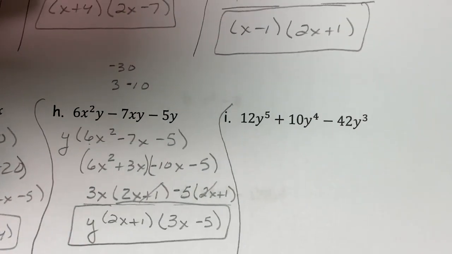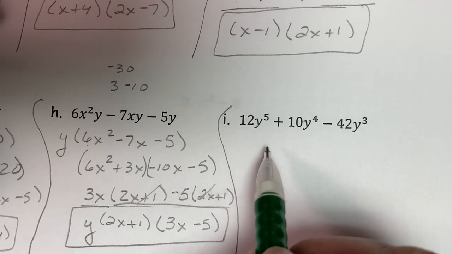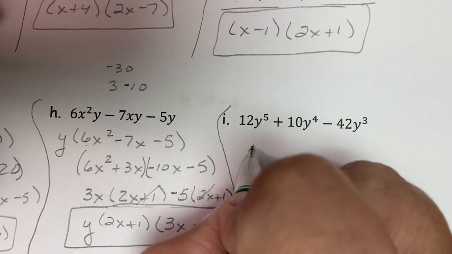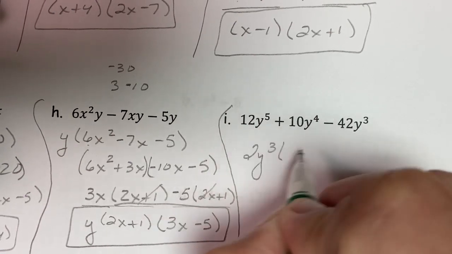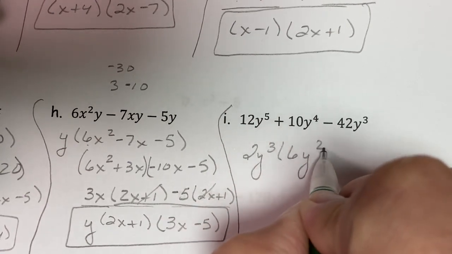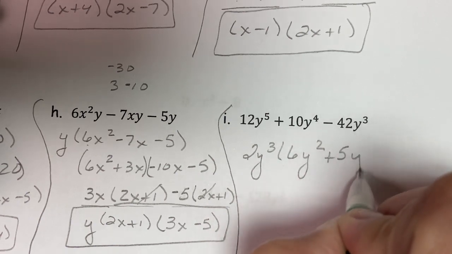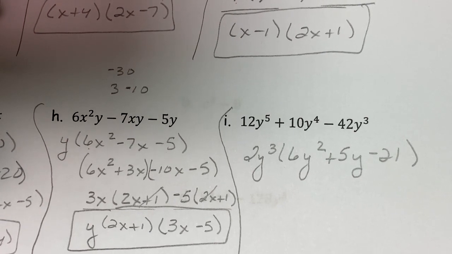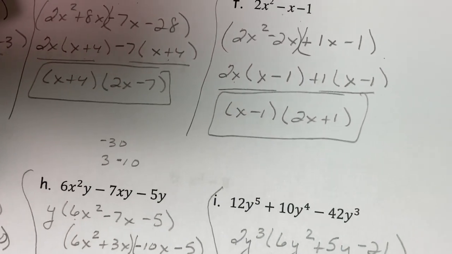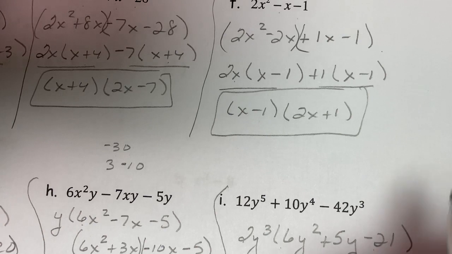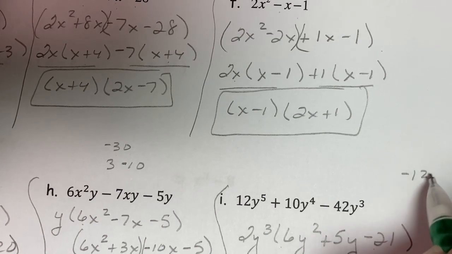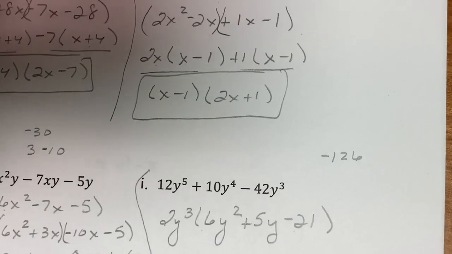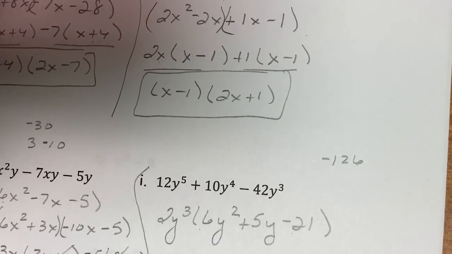All right, last one. GCF. Well, it looks like it's going to be a 2y cubed. That's going to give me 6y squared plus 5y minus 21. All right, so if I multiply 6 and negative 21, I get negative 126. So I need two numbers that multiply together to get negative 126 and add together to get 5.